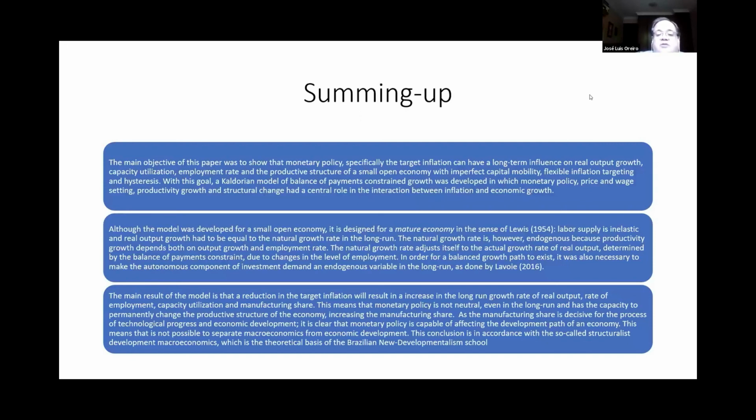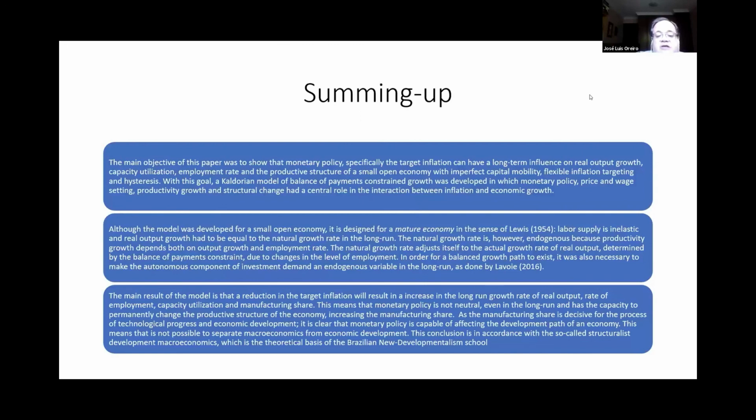In order for a balanced growth path to exist, it was also necessary to make the autonomous component of investment demand an endogenous variable in the long run, as done by Lavoie. And finally, the main result of the model is that a reduction in the target inflation will result in an increase in the long-run rate of real output, rate of employment, capacity utilization, and manufacturing share.